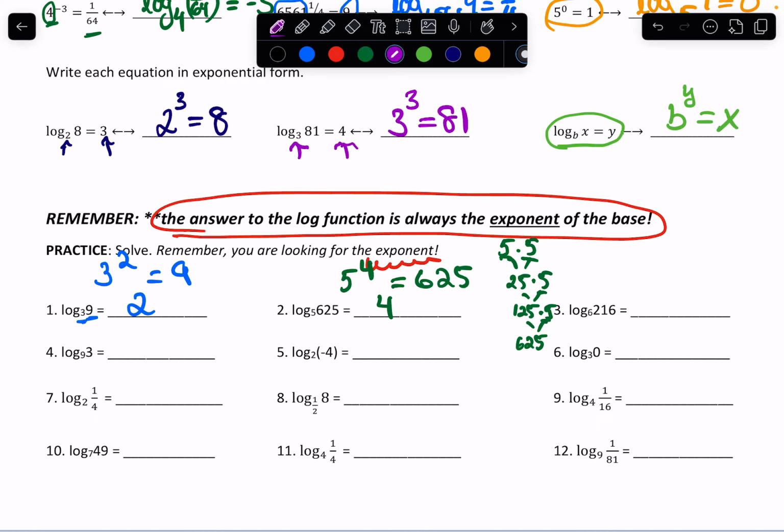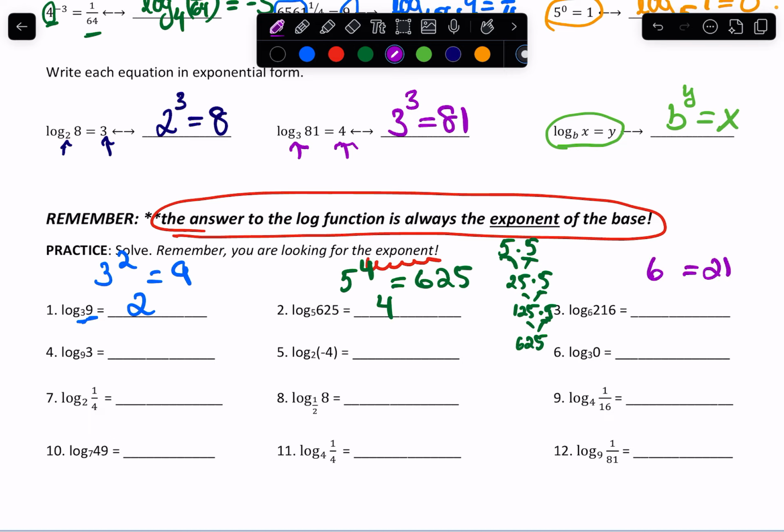Okay, number 3. Again, 6 to what power is 216? And you have your calculator as well. So you can start plugging in numbers here. It is 6 to the power of 3. That equals 216. So our answer is going to be the 3.